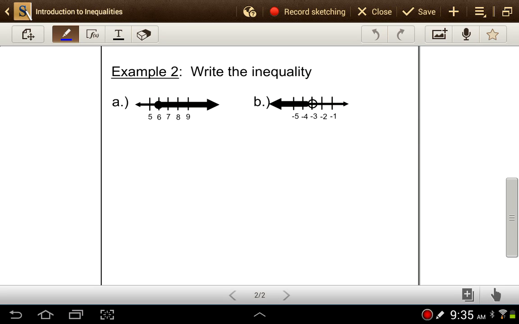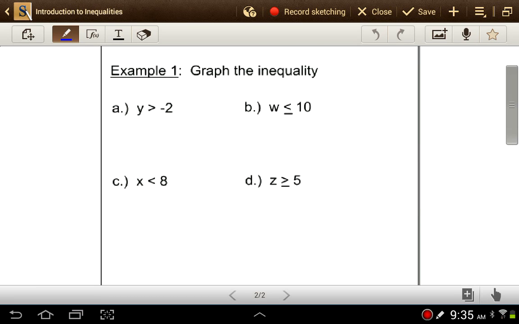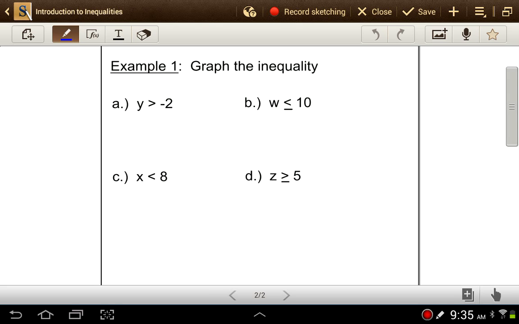Okay, and let's do some examples. All right, let's graph the inequalities. So I'm going to graph these. Y is greater than -2. So I'm going to make a little graph. I'll put a couple tick marks on there. Make sure -2 is on there. And then -3 goes to the left, -1, 0.